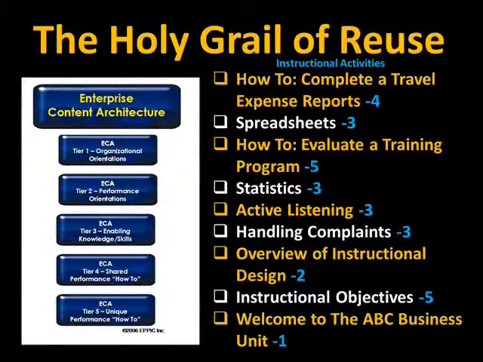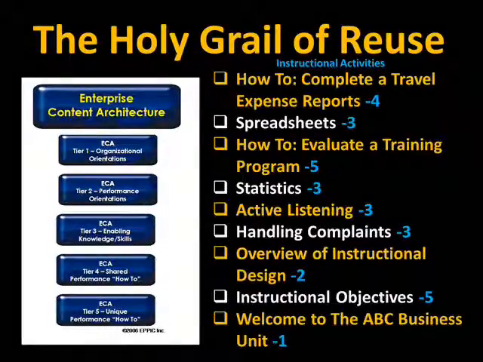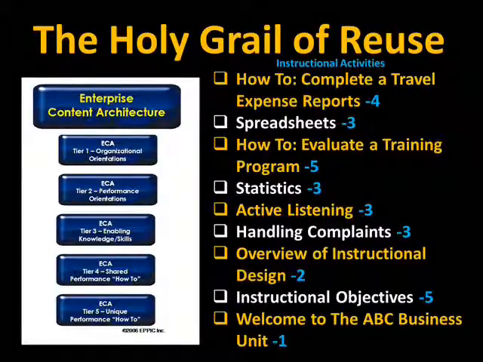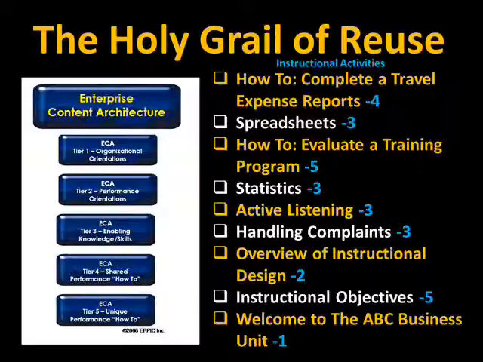Statistics, which would be used in evaluating a training program, would be a Tier 3 set of content, shareable with many different terminal performance sets of content. Handling complaints is something that many jobs in an enterprise might have to do. Ask every manager if they have to handle complaints, not just the people at the complaint window. That content would be in Tier 3.